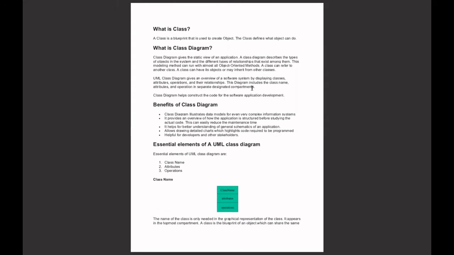As I mentioned here, a class is a blueprint that is used to create objects. The class defines what an object can do. In other words, a class is a set of objects that share a common structure and a common behavior, which is told by Grady Booch, a scientist. A class is a blueprint for objects.